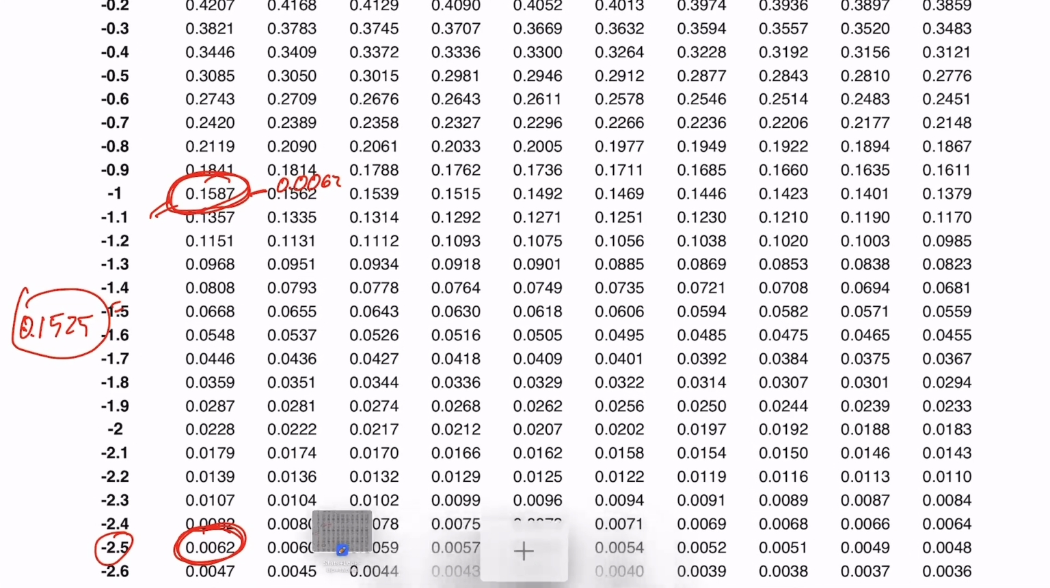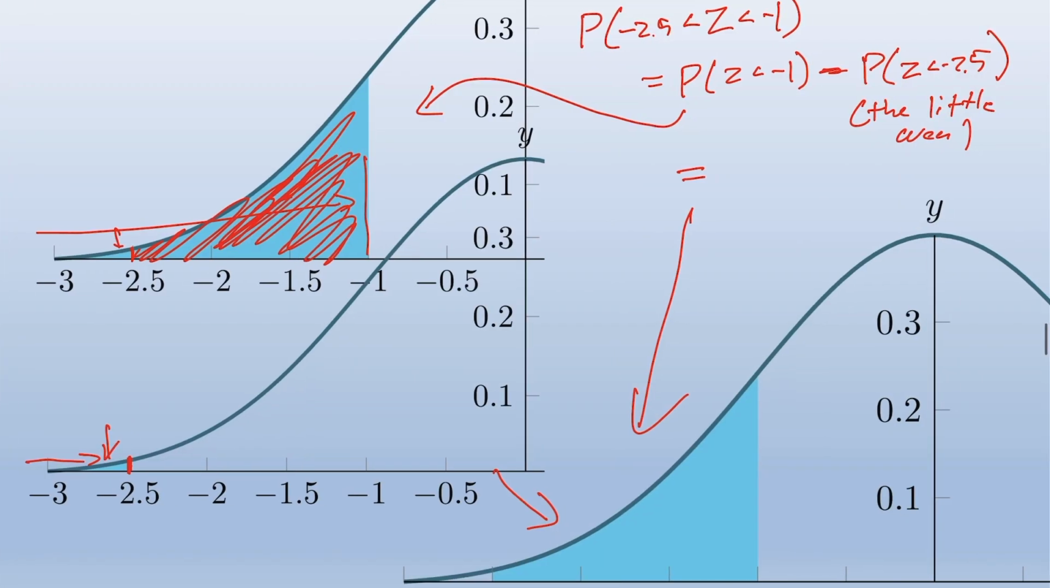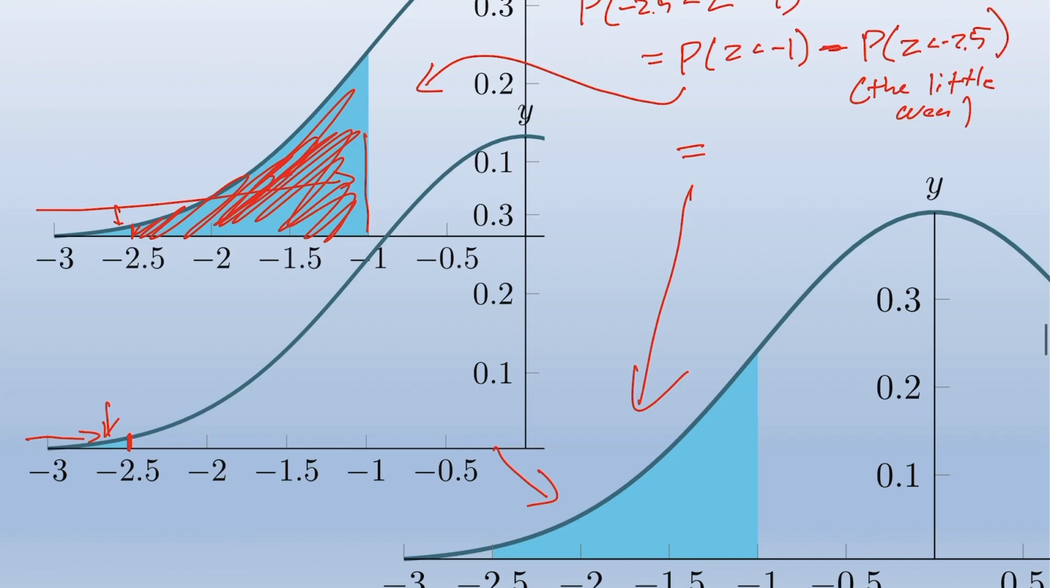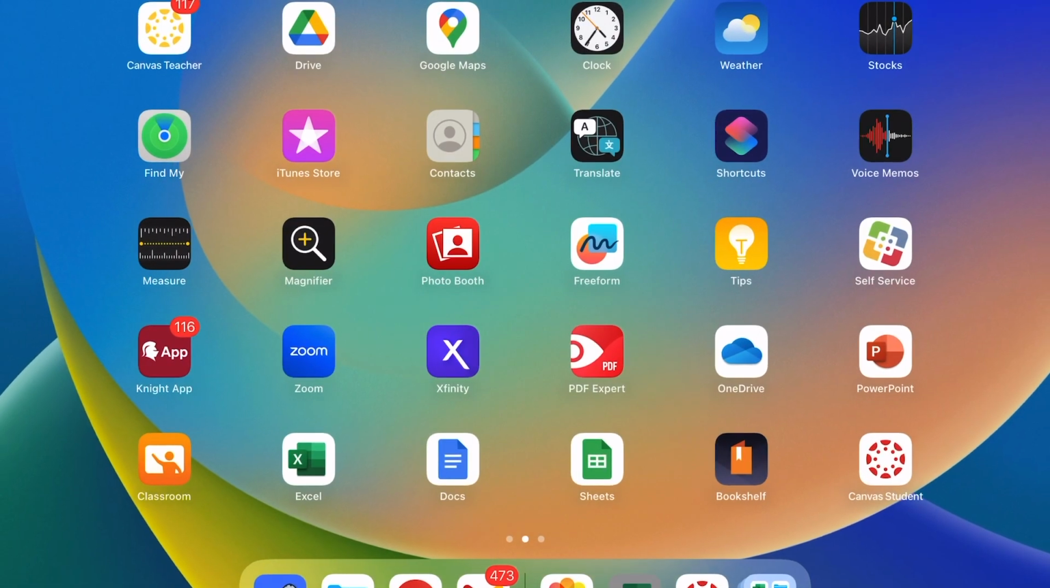Okay, let's write it down. Go back to Notability, this thing here. And this equals 0.1587, and then I'm going to subtract 0.0062, and I end up getting 0.1525. And so that's this area. And I could have done the exact same thing in Excel.